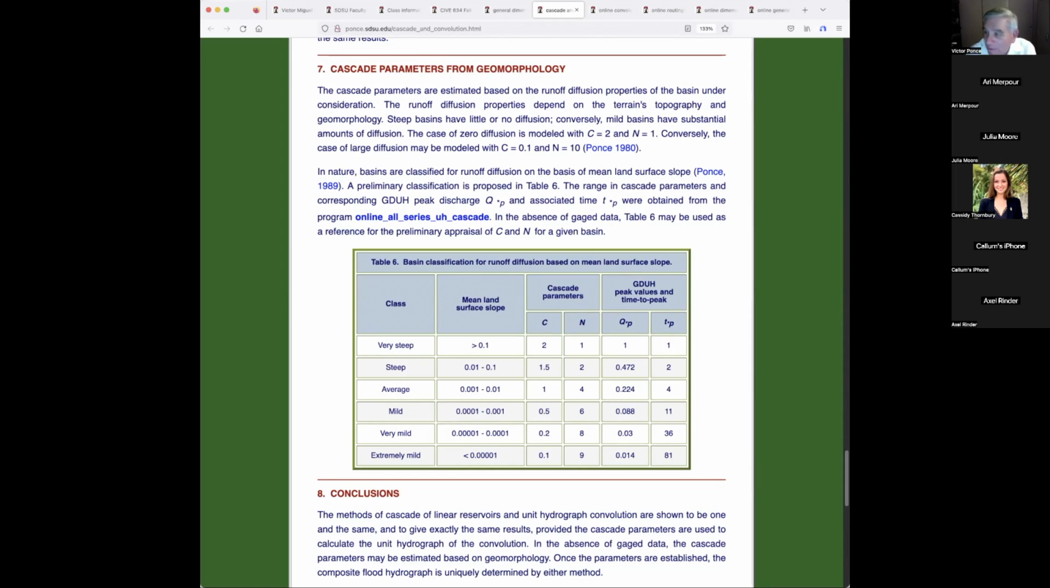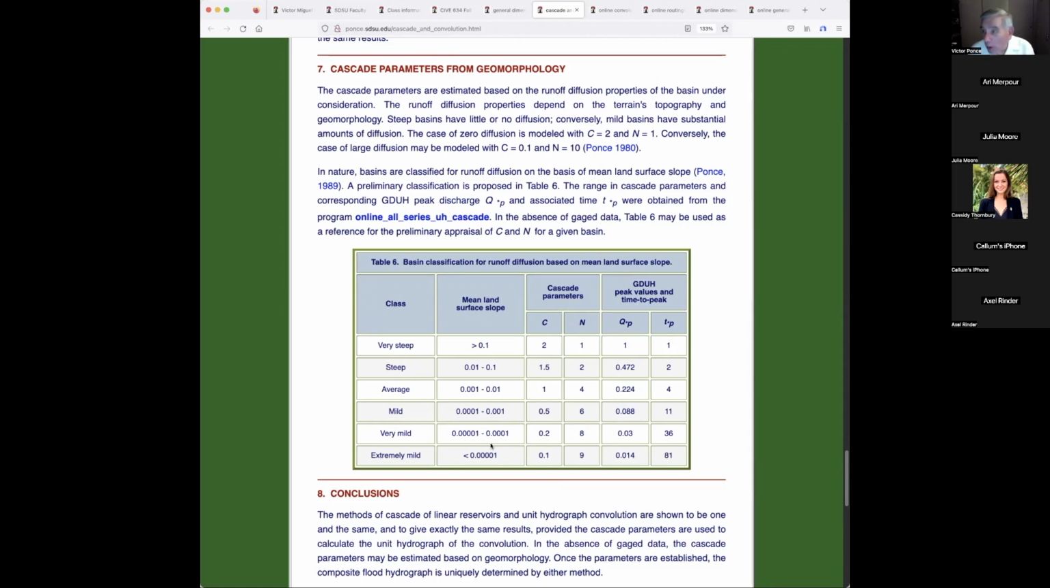If I live up in the valley, I will get flooded eventually. Up here, I don't think so. Okay, so mean annual land surface slope greater than 0.1, then you get to from 0.01 to 0.1, and so on and so forth. You can have land surface slopes all the way to less than this.